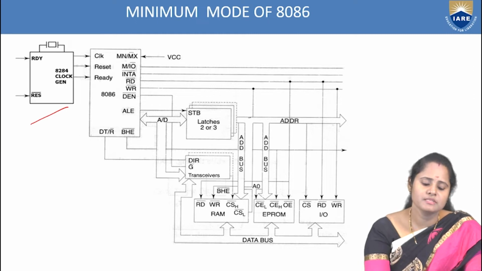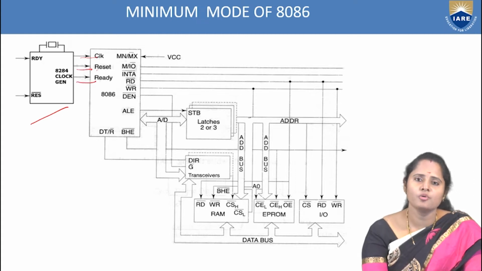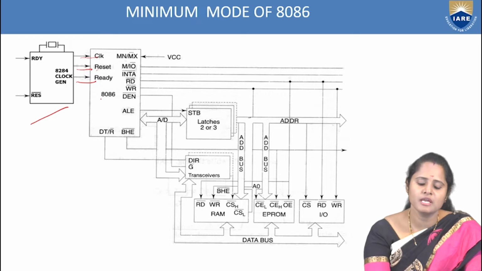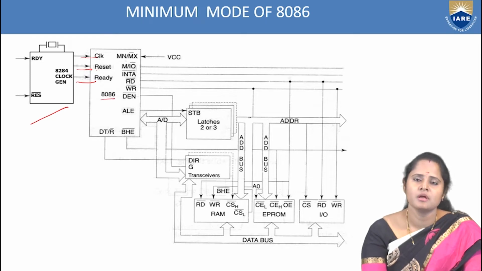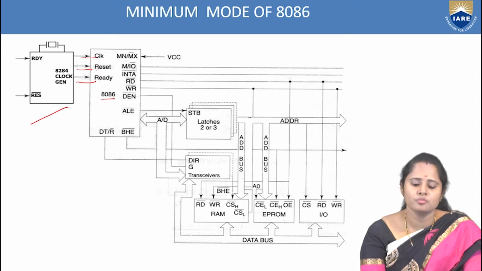The input pins for this are ready and reset. The output pins for the clock generator are the clock pin, the reset pin and the ready pin. These are the three output pins which are connected to the 8086 microprocessor. Now I need to work my microprocessor in a minimum mode. So what are the pins which come into consideration whenever you are working in the minimum mode and maximum mode?